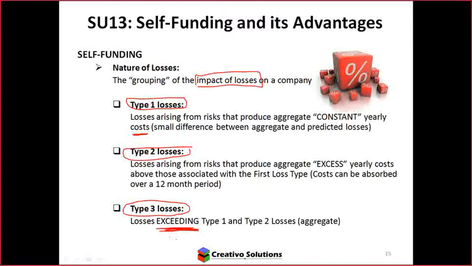So an earthquake. Would an earthquake be a type 1, type 2, or type 3 loss? I think it'll be a type 3. Type 3. Okay, hurricane? 3. Also type 3. War and riots?